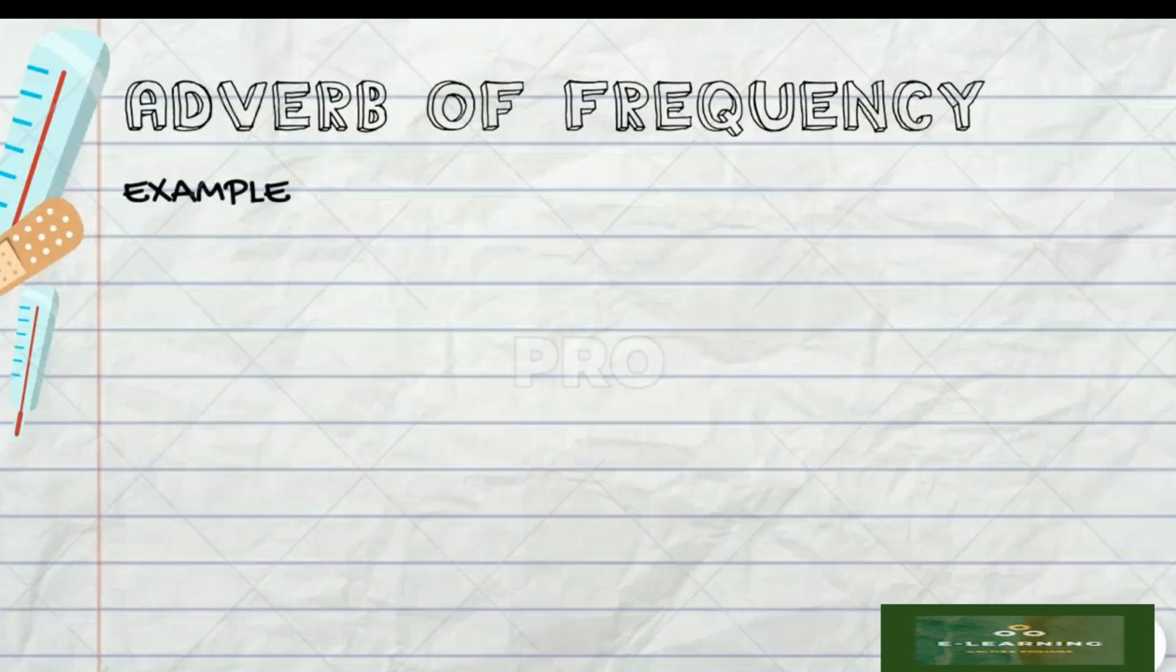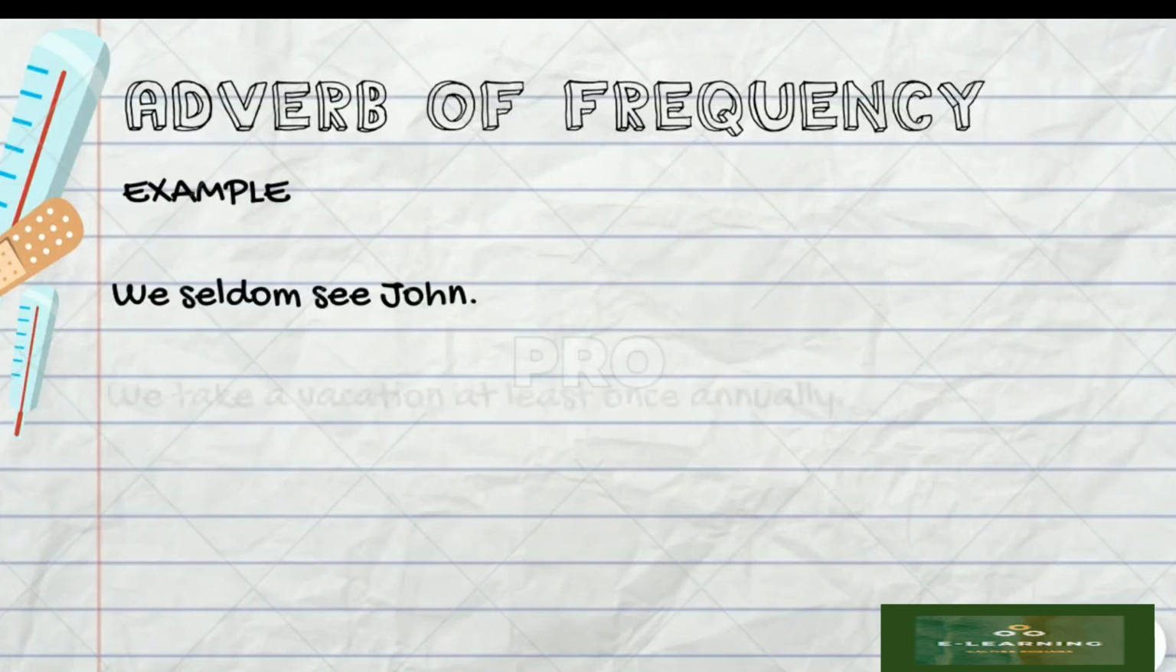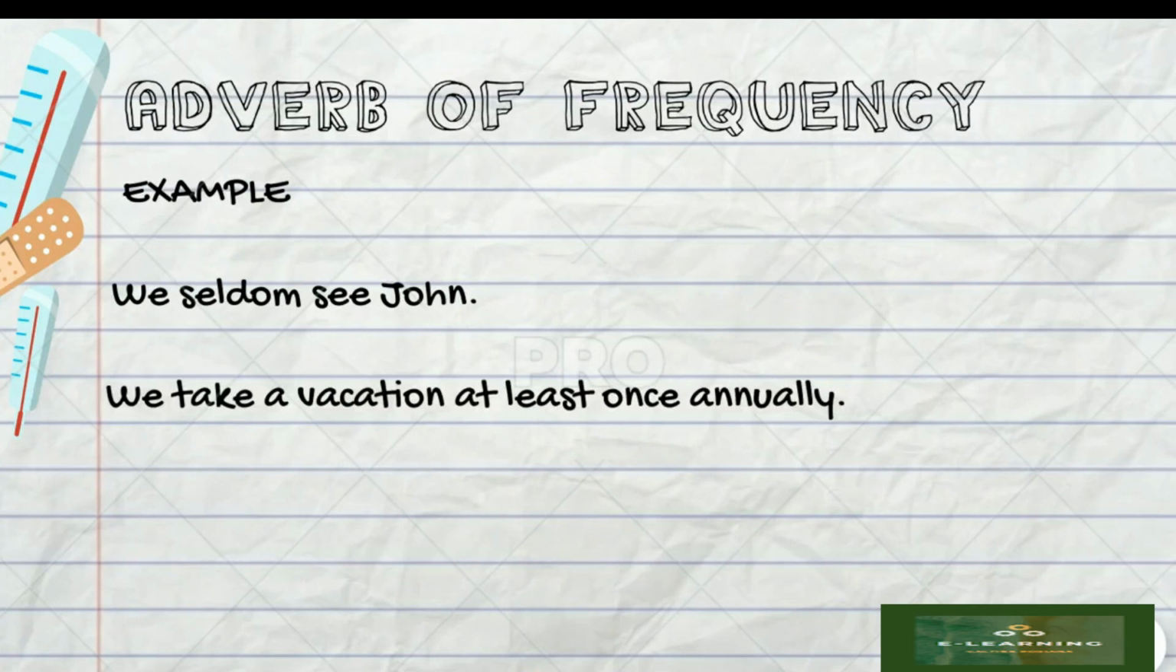The example of an adverb of frequency: we seldom see John. Kita jarang bertemu dengan John. Seldom here is an adverb of frequency. The second example: we take a vacation at least once annually. Annually is an adverb of frequency.